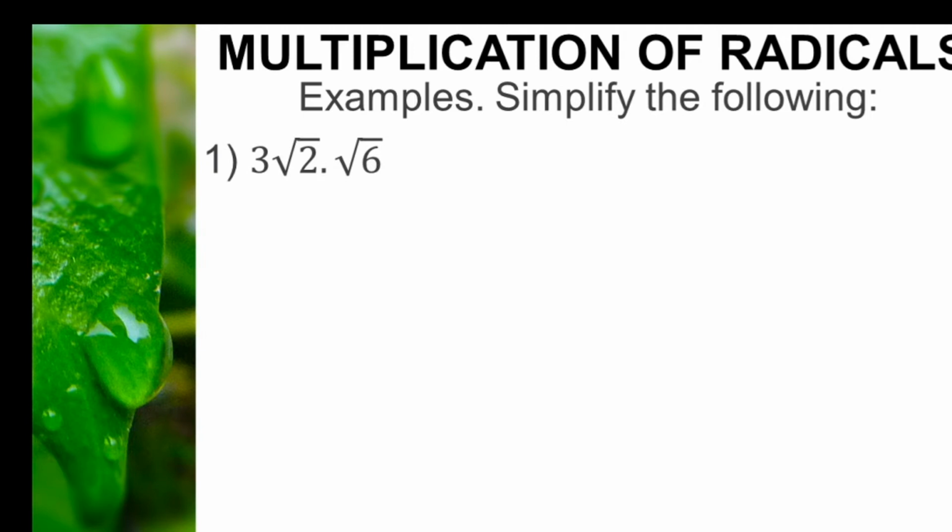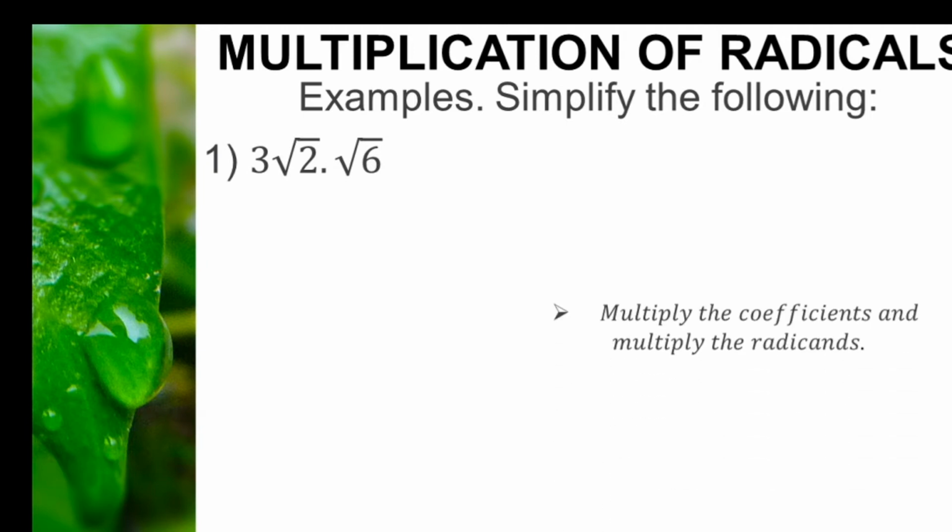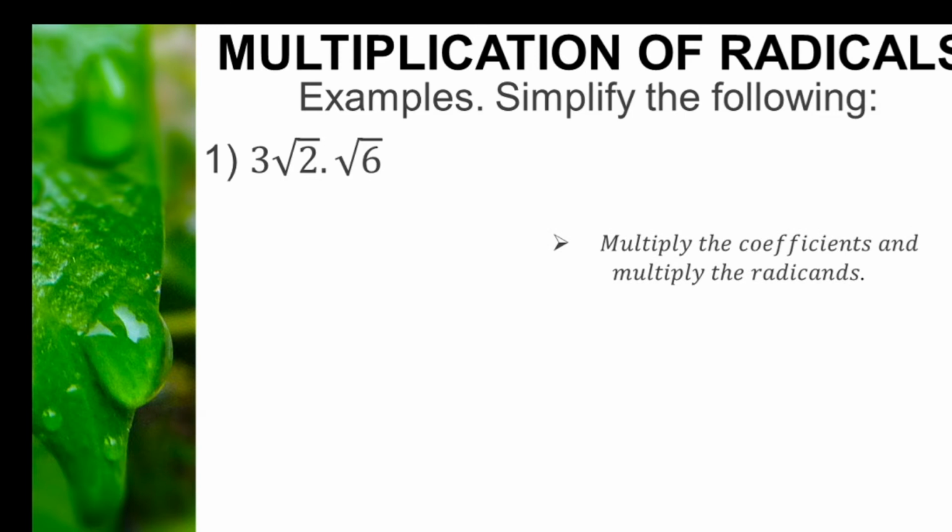For example, we have 3 square root of 2 times the square root of 6. First, we are going to multiply the coefficients and multiply the radicands. Therefore, we have 3 times the square root of 12. Why? Because 3 times 1 is 3, and the square root of 2 times the square root of 6 is the square root of 12.